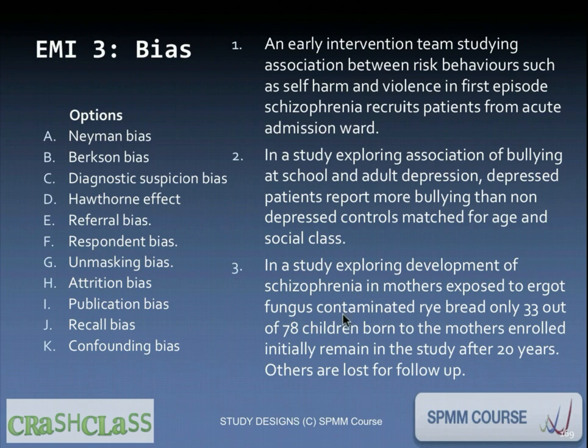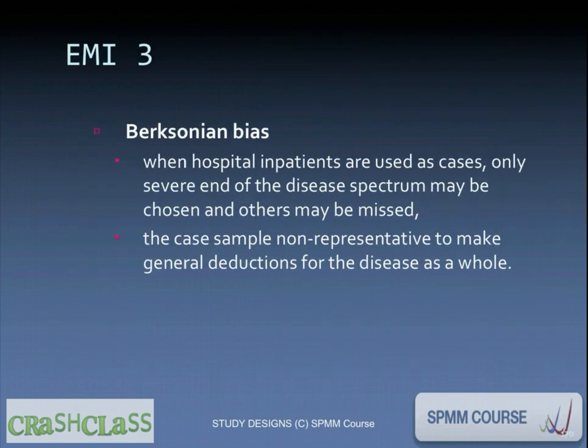3, in a study exploring development of schizophrenia in mothers exposed to ergot fungus contaminated dry bread, only 33 out of 78 children born to mothers enrolled initially remain in the study after 20 years. Others are lost to follow-up. So what is this? This is called dropout bias or attrition bias. When a lot of people drop out, the validity of the study becomes questionable. Okay, so this is dropout bias.